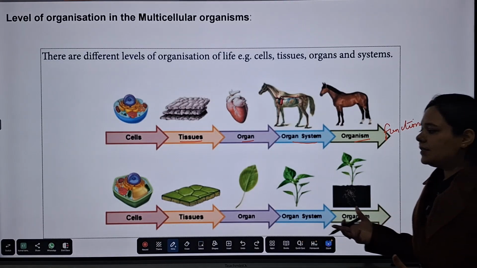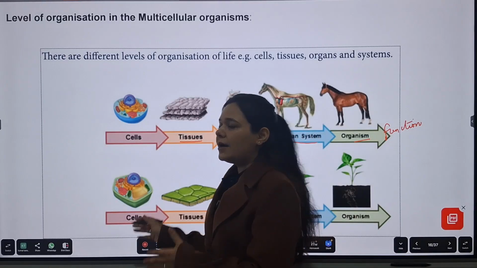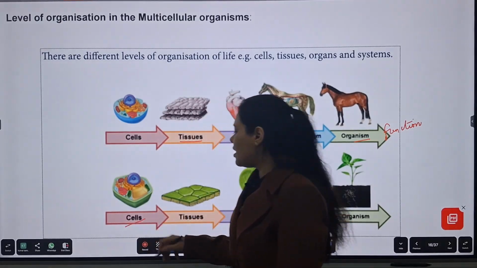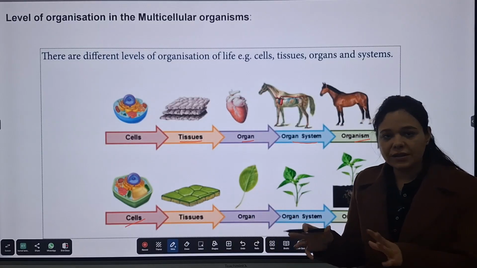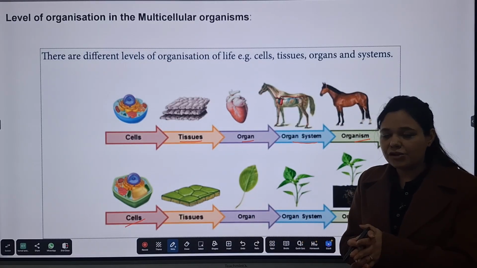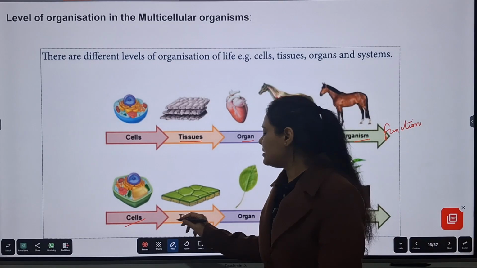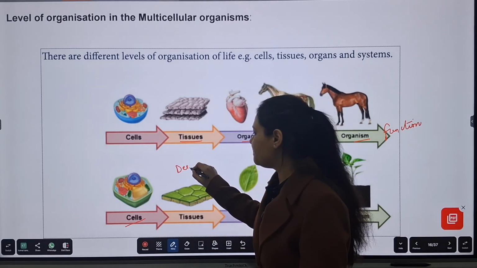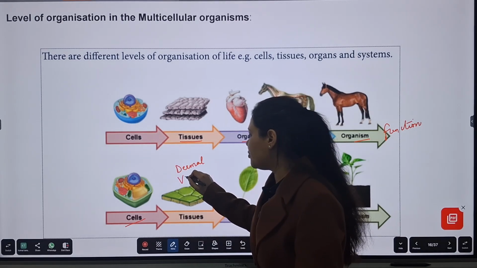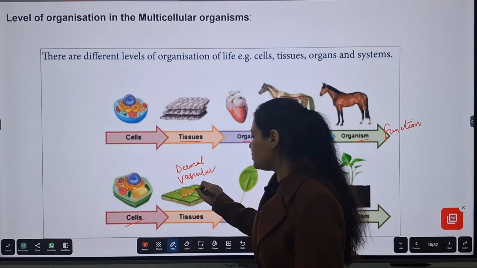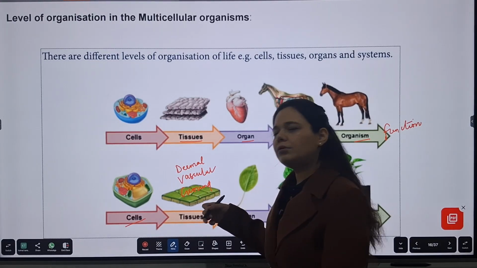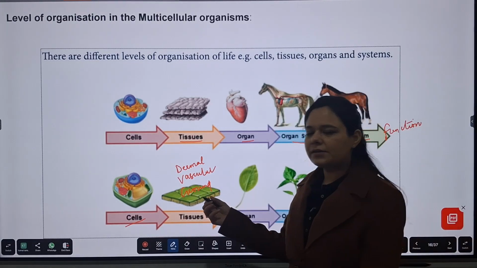Similar organization we see in case of plants also. Different cells are working together for performing a specific function. They group together to perform that particular function, and we call this group of cells as tissues, like dermal tissues providing protection, vascular tissue for conduction, and ground tissues for storage of food, performing photosynthesis, etc.